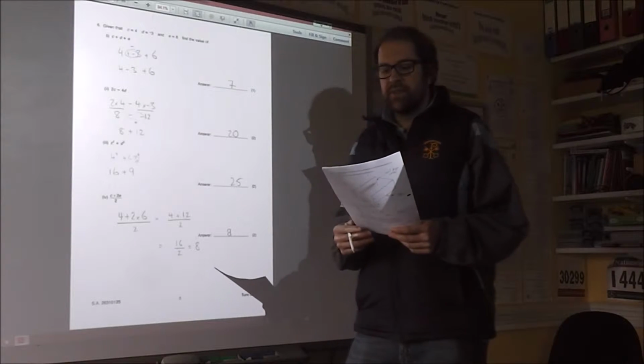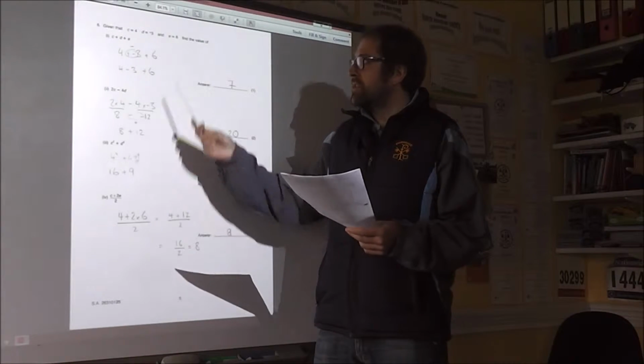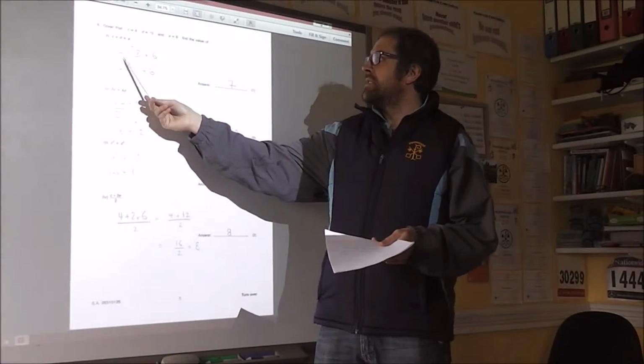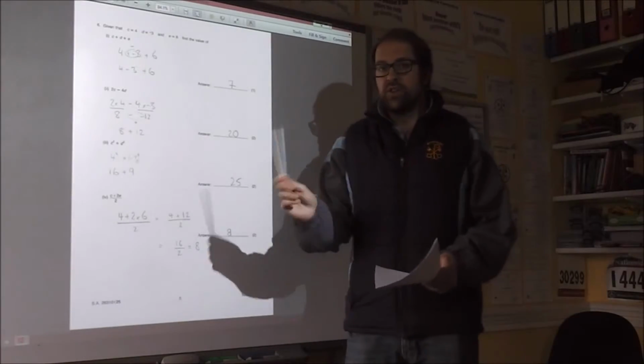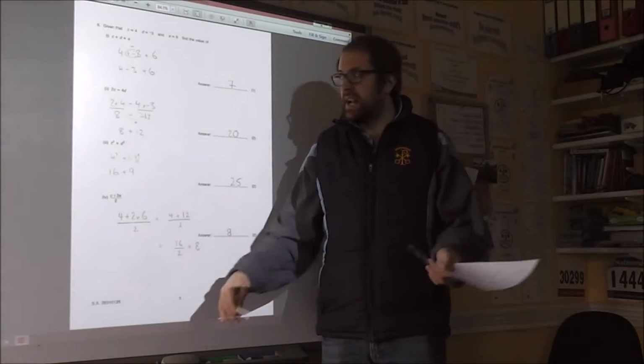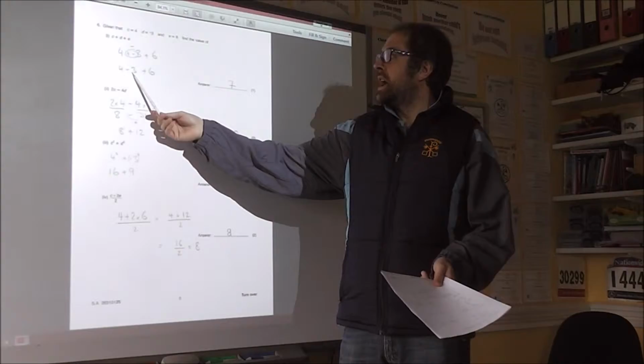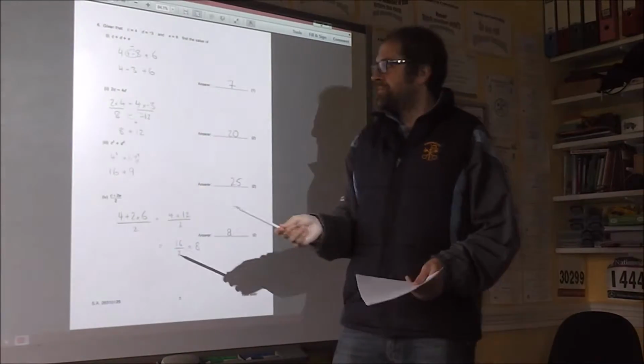Question 6 is substitution. It's also BIDMAS as well, so it's well worth writing that at the top. It's 4 minus 3 plus 6. When you get adding and subtracting, do it from left to right, just do it all at once. So it's 1 plus 6 is 7.